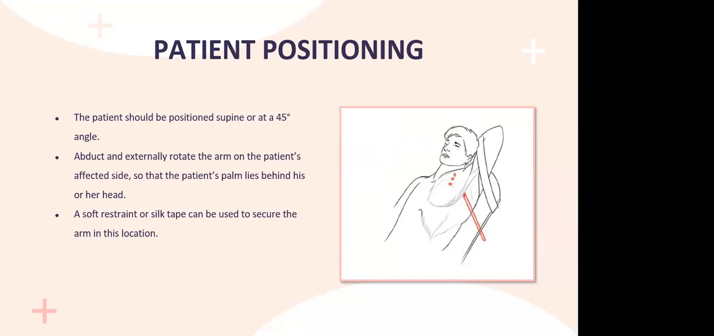Okay. With the procedure, place the patient in a supine position or at a 45-degree angle to reduce the risk of diaphragm elevation and improper chest tube placement. And then abduct and externally rotate the arm of the patient's affected side so that the patient lies behind his or her head. So we can put a restraint or silk tape to secure the arm in this location. Okay, next.